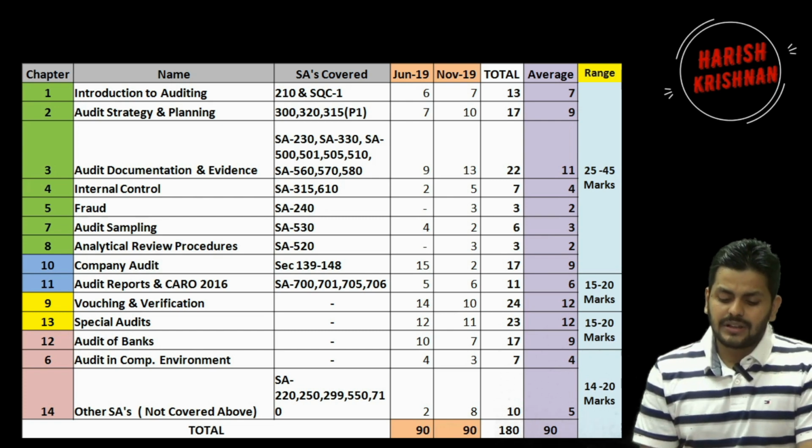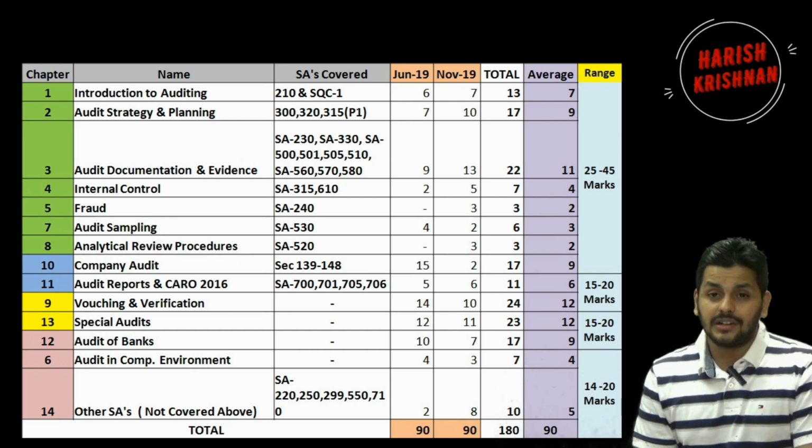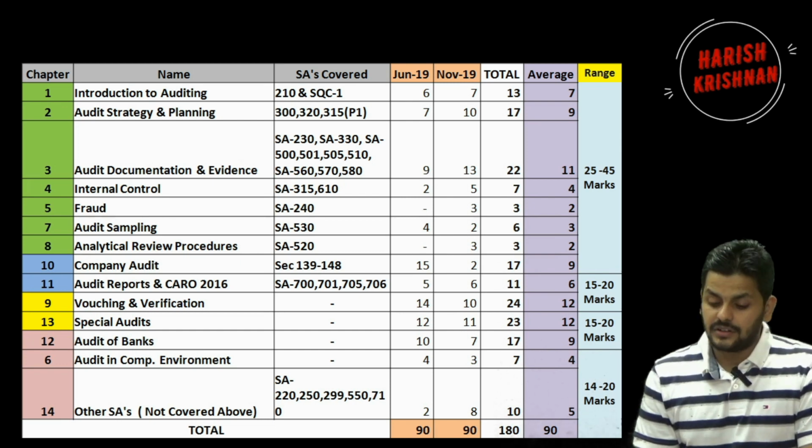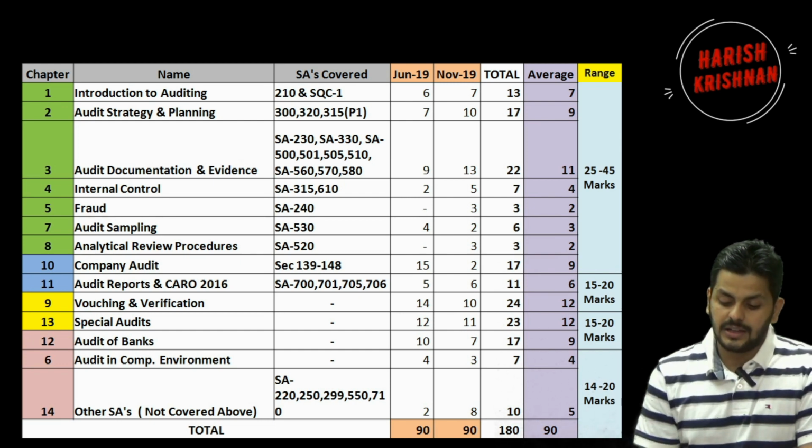Chapter 5 is on fraud. They didn't ask a question on it once, but they did ask about misappropriation of assets, which is 3 marks, you can see there.